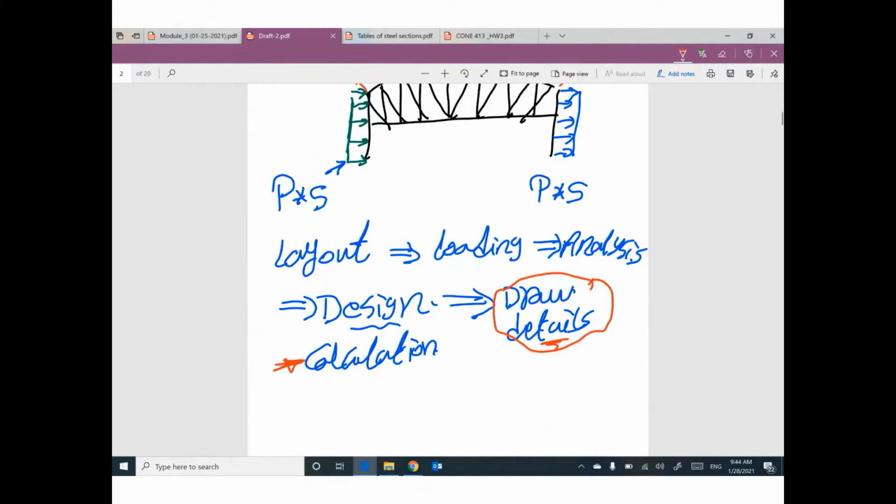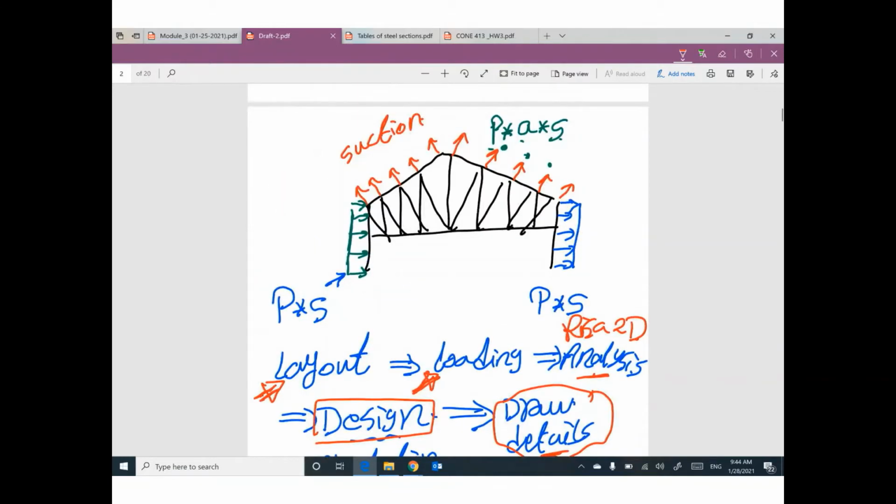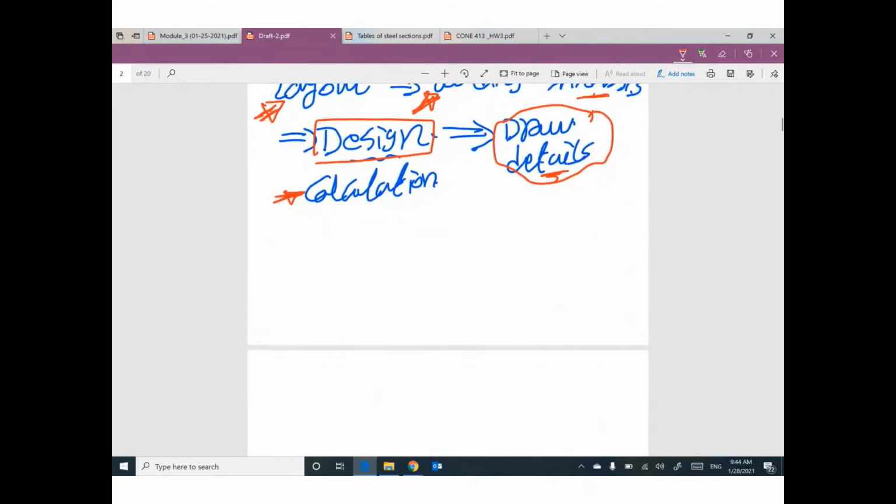Anyway, we already learned a little bit about layout and loading and analysis using RISA 2D. And today I'm going to start the design. Until this moment, I didn't answer this question: what is the size of this member? What is the shape? What is the size of this member? Do you remember the first meeting in this course?